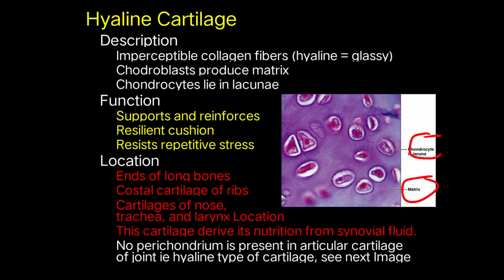And this cartilage derives its nutrition from the synovial fluid. And no perichondrium persists in articular cartilage. So the bones have ends, and on the ends hyaline cartilage is found, and at that location perichondrium is not there. Okay, so the next point we have to remember is that no perichondrium is present in the articular cartilage of the joint, which is hyaline type of cartilage.